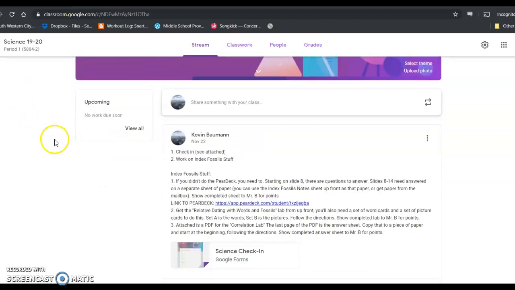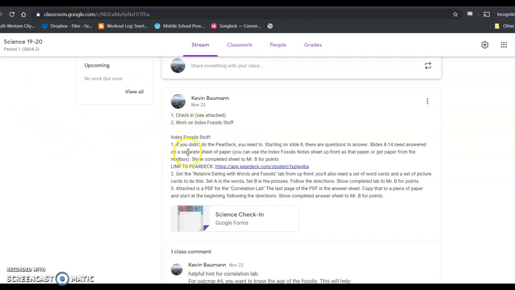If I scroll down just a bit, I can see here are the things that Mr. Bauman told me I need to have done by the end of the day, Friday, November 22nd. Again, it's November 24th. Here's how to do those things.